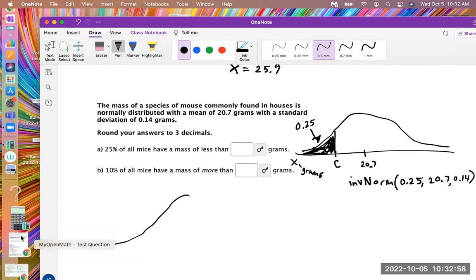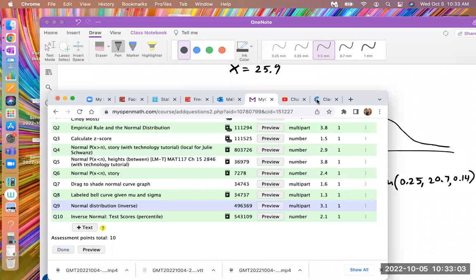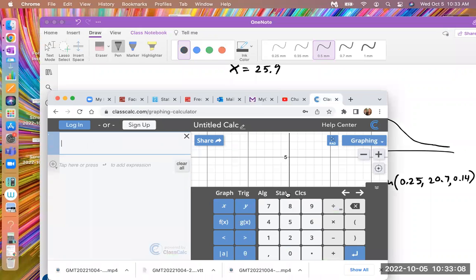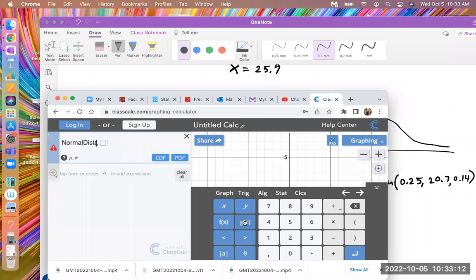I'm going to do it on Class Calc because that's what I have available. It's very similar. You go to stats, and on this one you put in the normal CDF first, and you put in the mean and standard deviation, so 20.7. Class Calc is a free calculator. You just Google Class Calc and see the website I'm at. I believe you don't even have to sign in or sign up for any free trials. You just get to use this free calculator.